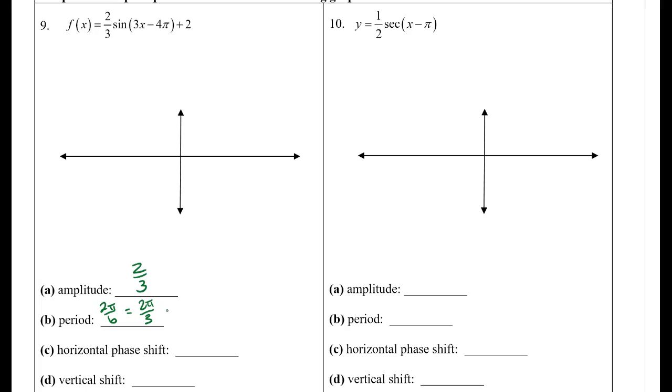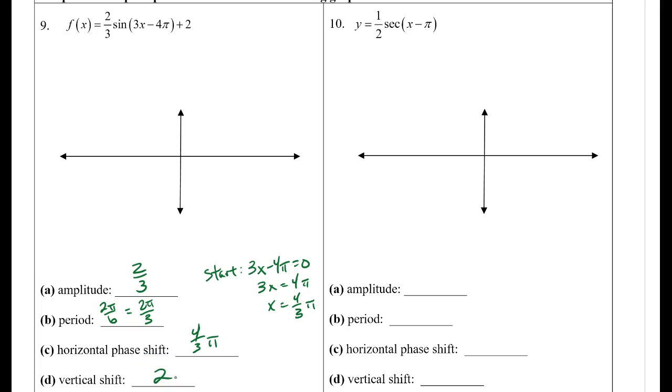My horizontal phase shift, easiest way to find that is to find our starting point. Remember, our starting point with sine and cosine is always at 0, so we take the inside of the parentheses: 3x minus 4 pi equals 0. Solve for x, so 3x is equal to 4 pi. X is equal to 4/3 pi. So my phase shift is 4/3 pi. My vertical shift is the constant either at the beginning or the end, which in this case is 2.